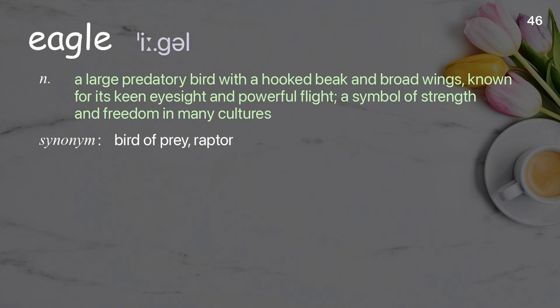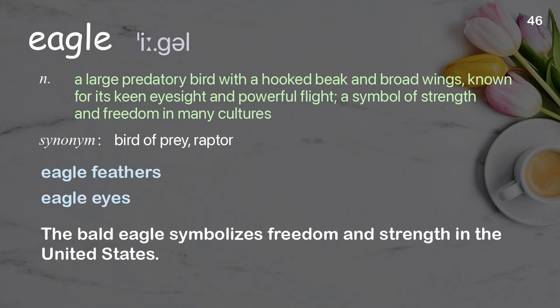Eagle: a large predatory bird with a hooked beak and broad wings, known for its keen eyesight and powerful flight, a symbol of strength and freedom in many cultures. Examples: eagle feathers, eagle eyes. The bald eagle symbolizes freedom and strength in the United States.